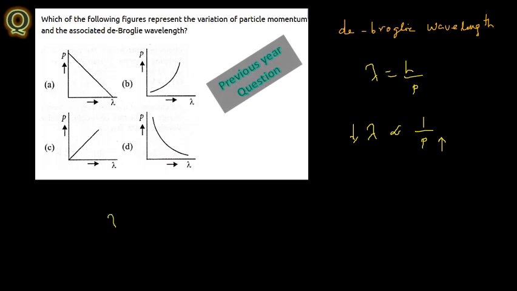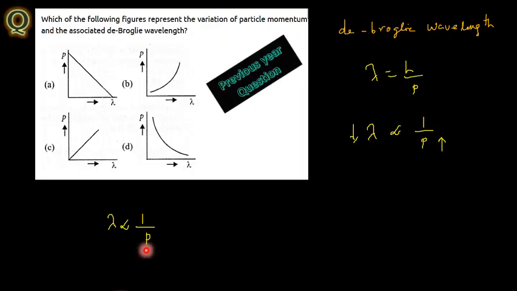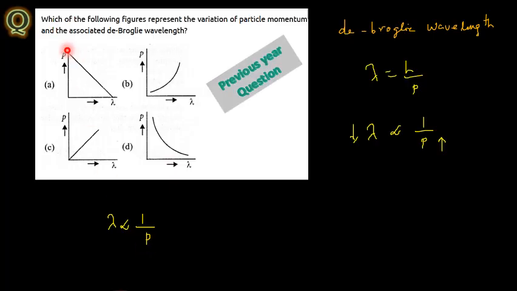Now, in all the cases, x has been taken as the x-axis. As we move along the x-axis, the lambda value goes on increasing. If lambda goes on increasing, what about the p value? The p value should decrease because both are inversely related. You can understand this here. As the lambda value increases, the p value decreases, so this option will be there.